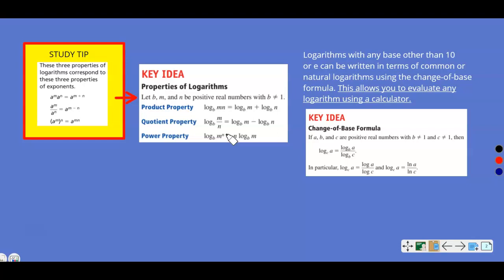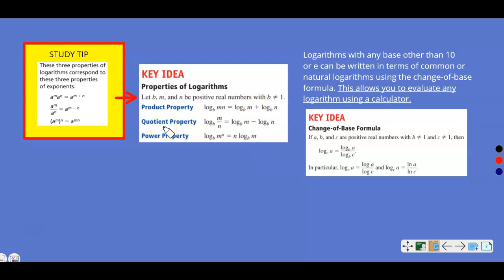All right, so properties of logarithms: let b, m, and n be positive real numbers. B cannot be equal to 1. All right, so your product property, if you have log base b of m times n, product, remember, m times n, then that's going to change to log base b of m plus log base b of n. So your product property tells you that you can rewrite it with addition, okay? Same thing over here. If you're multiplying, you change that to addition.